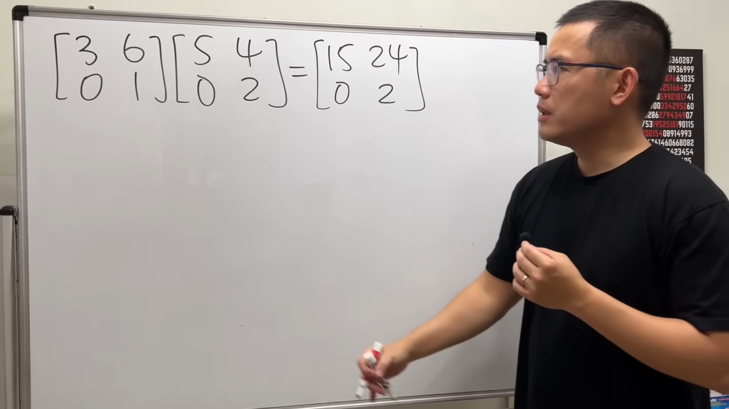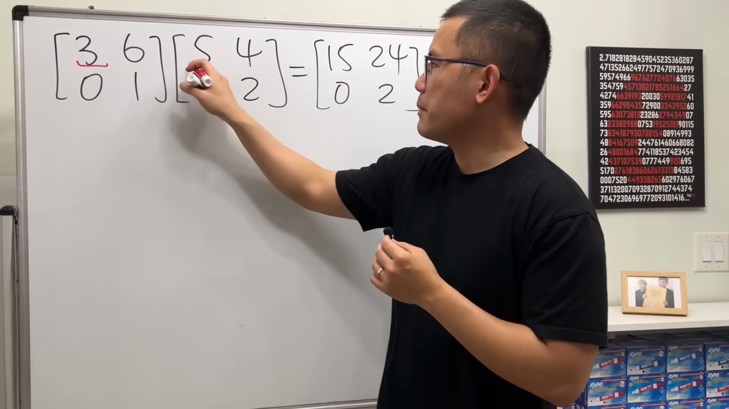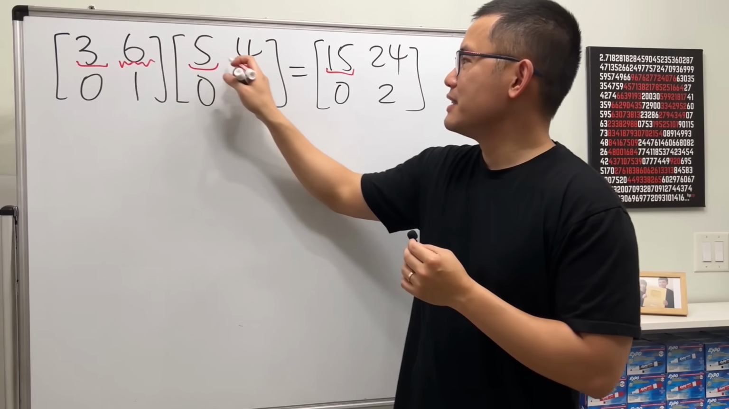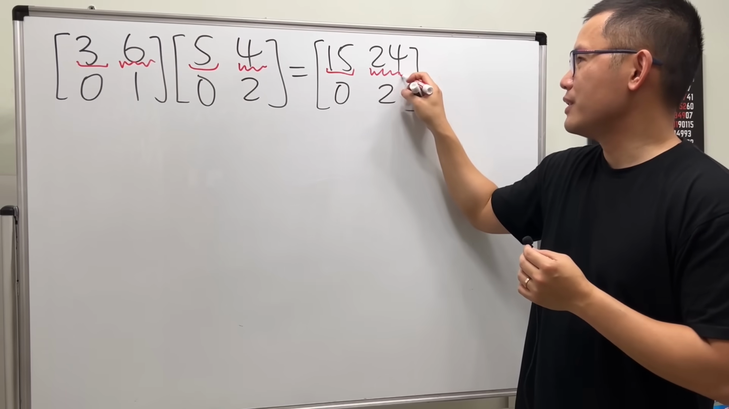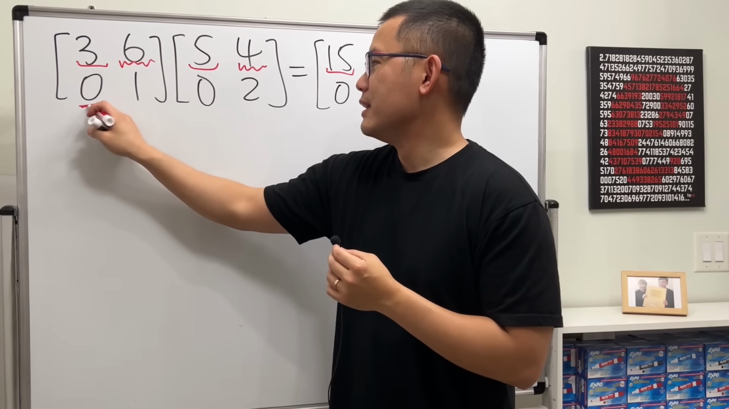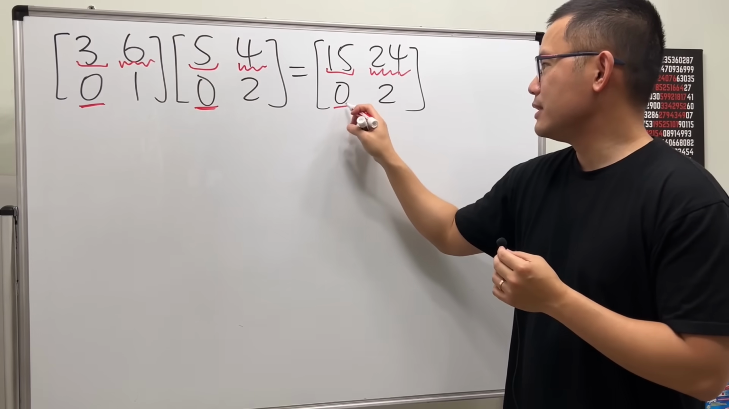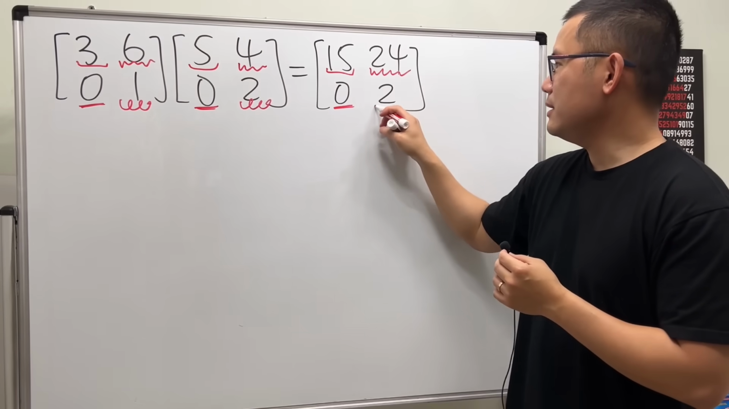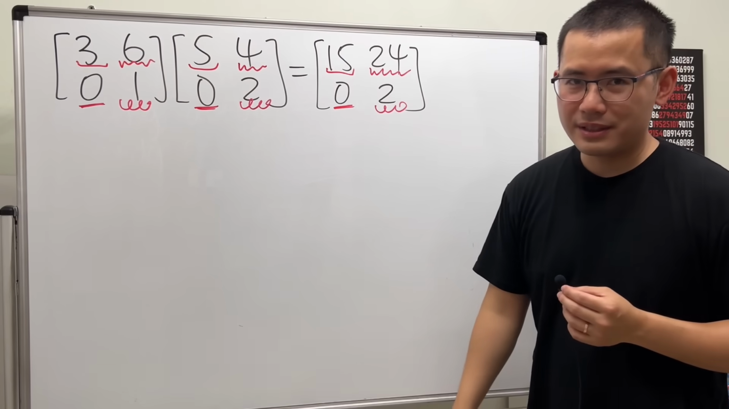What's wrong though? Because it looks like to me, we have 3 times 5, that is equal to 15. And then 6 times 4, that's certainly 24. And of course, 0 times 0 is equal to 0. And finally, 1 times 2 is equal to 2. So what's wrong with this?